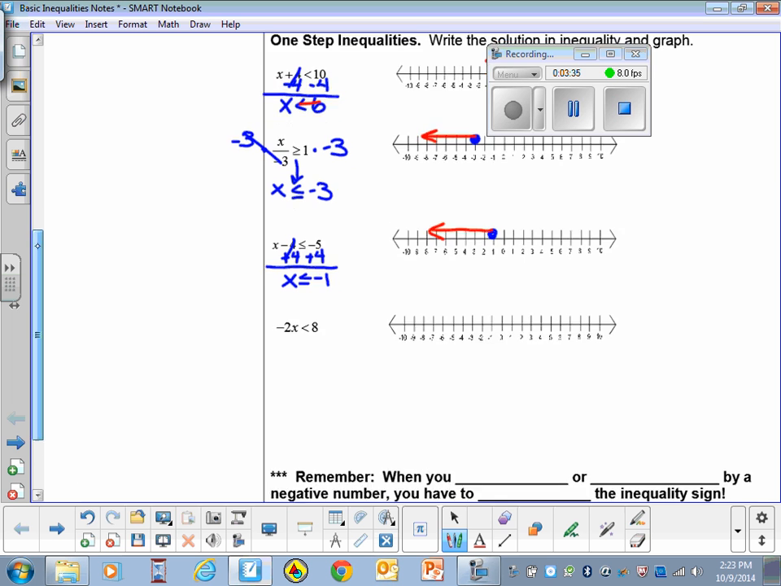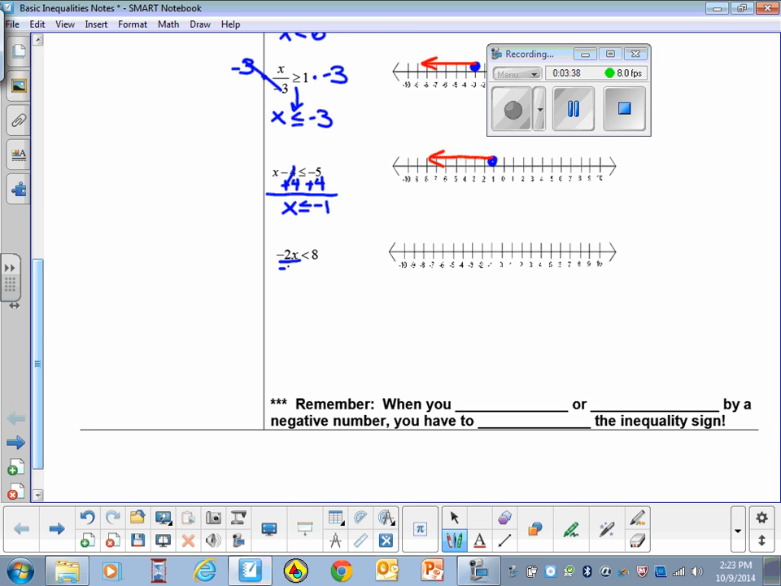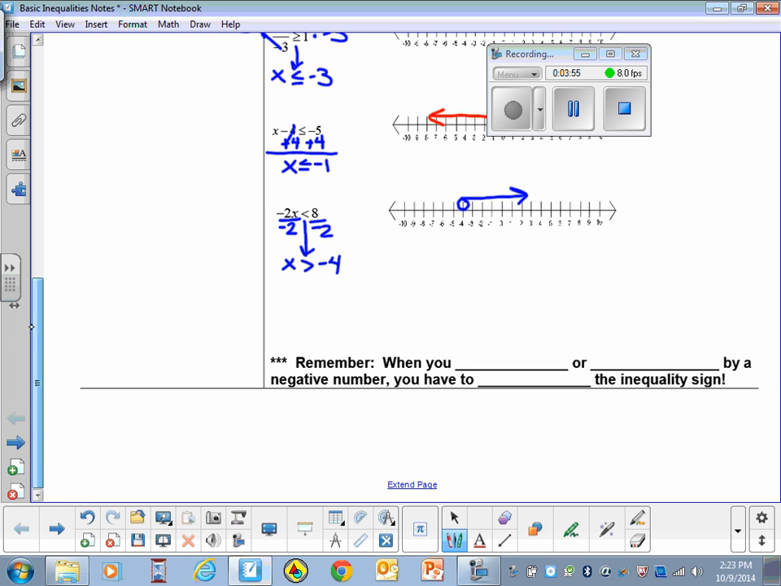For the last one here, I need to divide both sides by -2. And when you divide by a negative, you flip the sign over. So X is greater than -4. Open dot at -4, and my arrow will be going up for greater than. So remember, when you multiply or divide by a negative number, you have to flip the inequality sign.